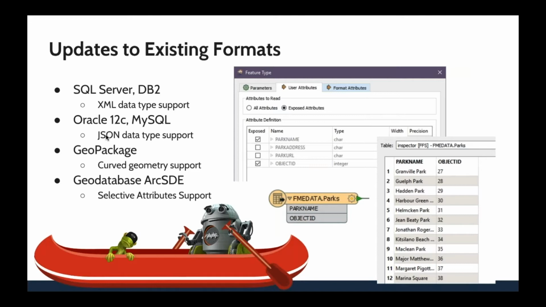Some updates to existing formats. We've added XML support to SQL Server and DB2. We've added JSON support to Oracle and MySQL, and this is for Oracle 12c because that's the one that's going to support the JSON data type. We've added curved geometry support to GeoPackage, and then we've also added the option to do selective attribute support for GeoDatabase ArcSDE. So this means you can check off which attributes you want to expose and read in on your reader.